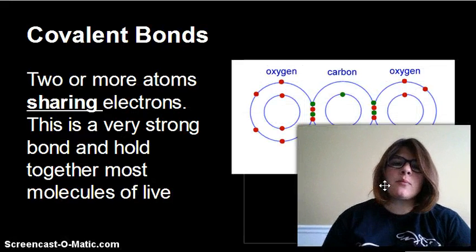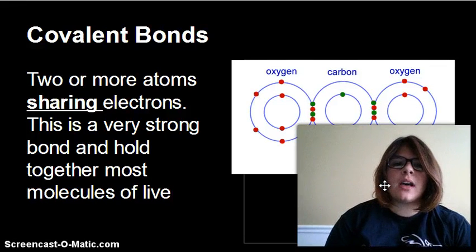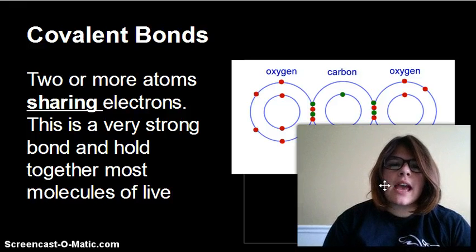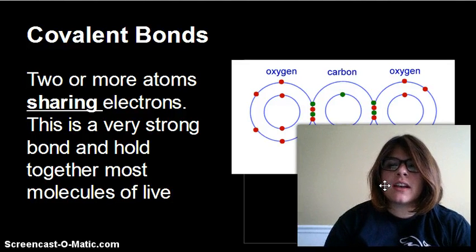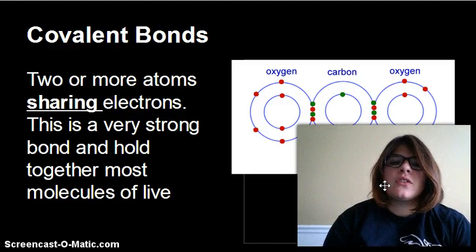So let's talk a little more in depth about our covalent bonds. So two or more atoms are sharing electrons. So in covalent bonds, it's very important to know that they are sharing their electrons.